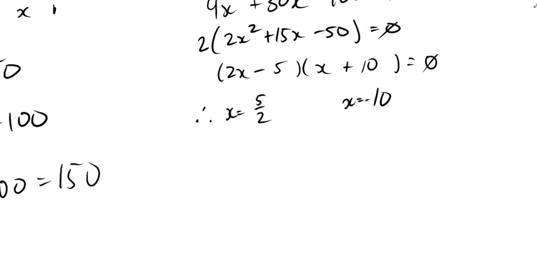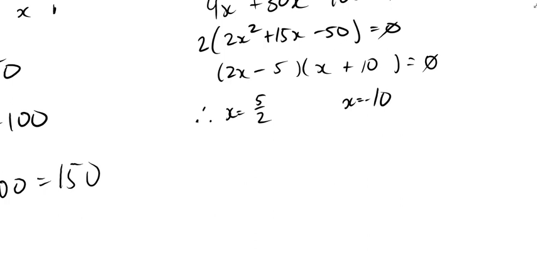I got 2x minus 5, x plus 10. Does that feel right? So x is 5 halves and x is negative 10. Now what do I do? Liam, what do you think? Yes, Liam. What do you think about that answer?